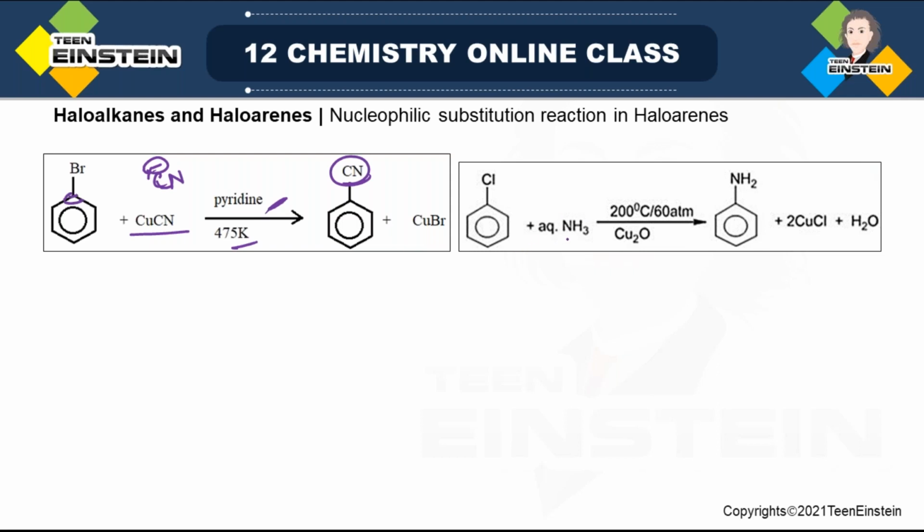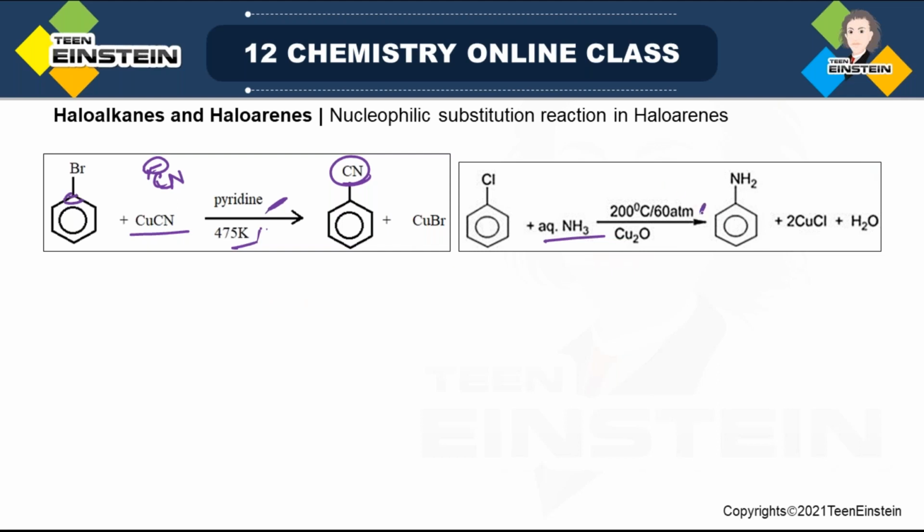Next again chlorobenzene in presence of aqueous ammonia. Temperature 200 degrees centigrade. So when it is mentioned in Kelvin 475, just subtract 273. It is also something around 200, right? So that means the same type of temperature. This is also high, this is also high.